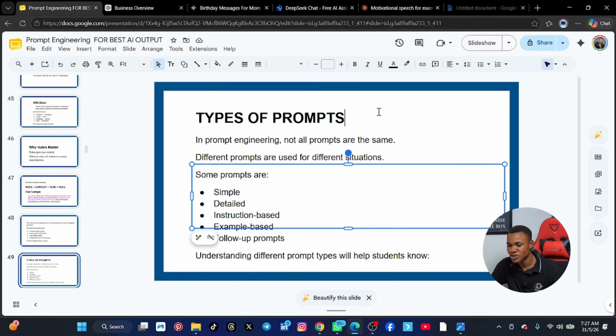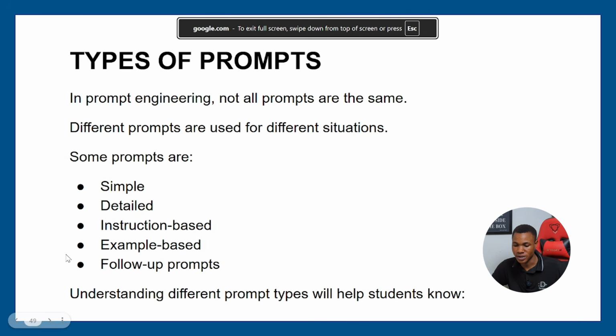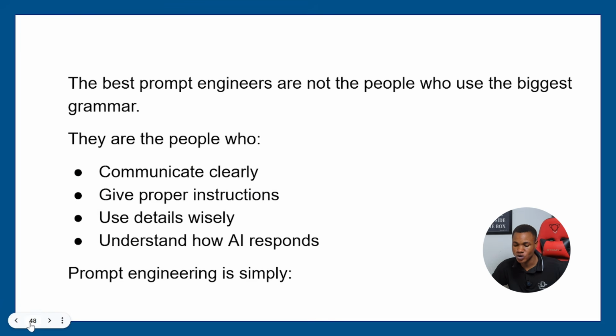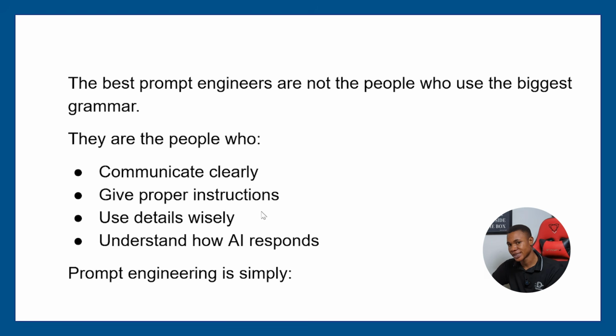Now let's continue. So I'm only showing you that AI can write any form of content. Is that okay? So now we are moving to the next part, which is the types of prompting. This is another topic that is very important, but I'll try to be a bit fast with this so that we will not be too long. Is that okay? Now, in prompt engineering, not all prompts are the same. Different prompts are used for different situations. Now that is that. We are done with the types of prompts.